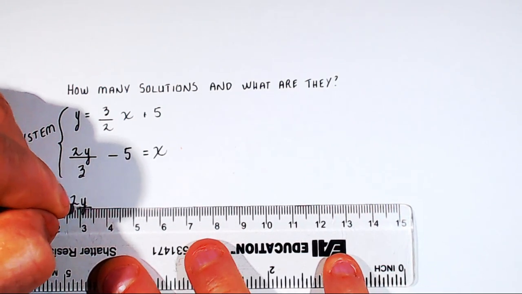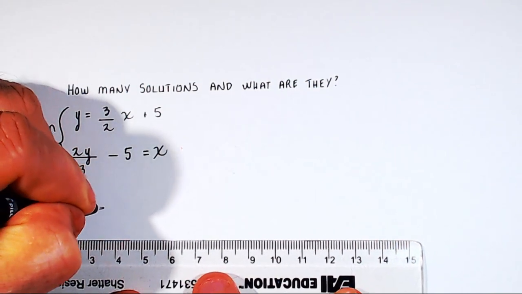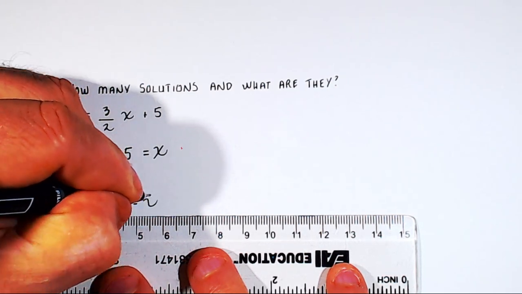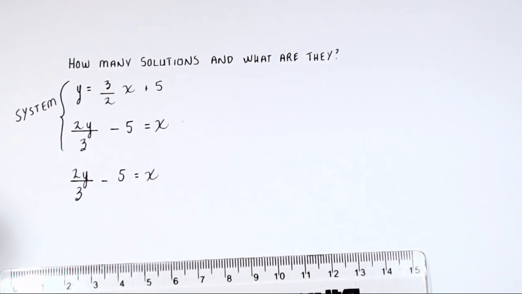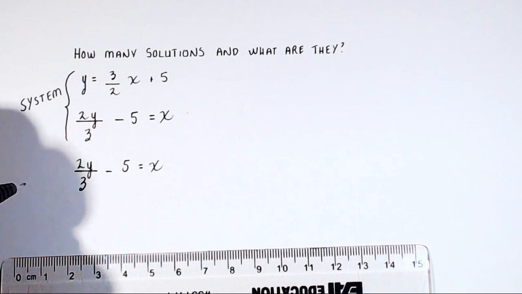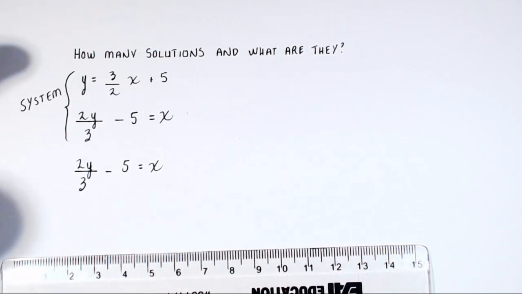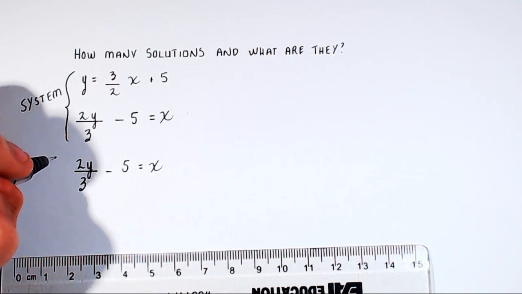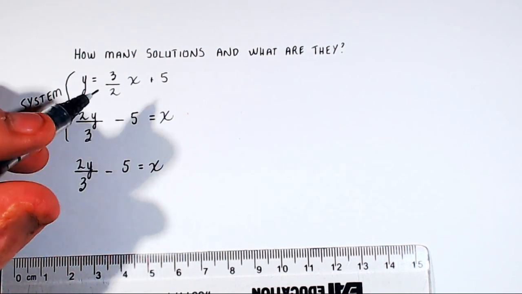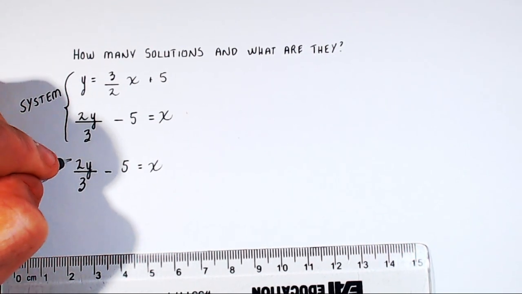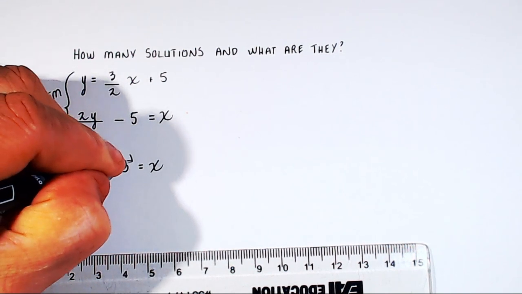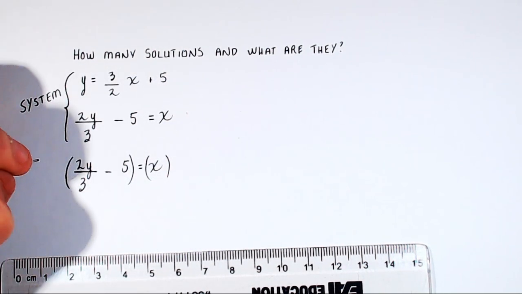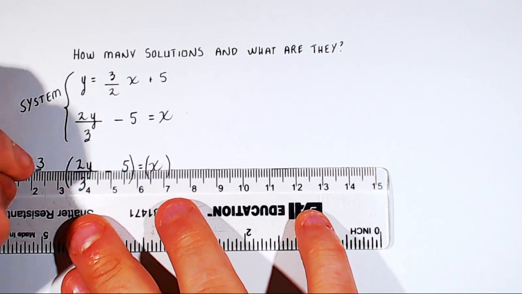I'm given 2y over 3 minus 5 equals x. And I remember I want to solve for y. So let's start working on this. The very first thing I can do is multiply out the 3. Now let me show you what we do here. So I'm going to multiply the entire left and the entire right side by 3 over 1.